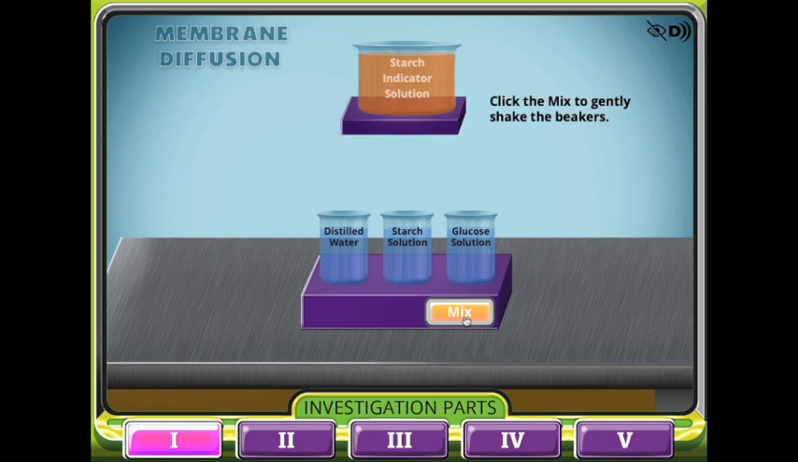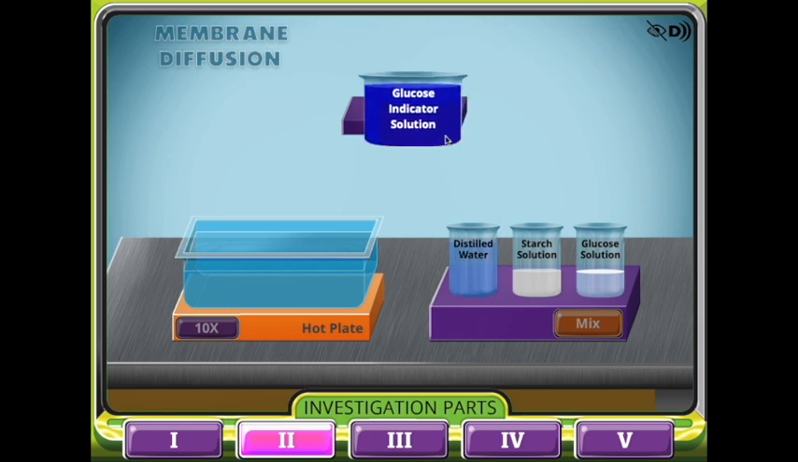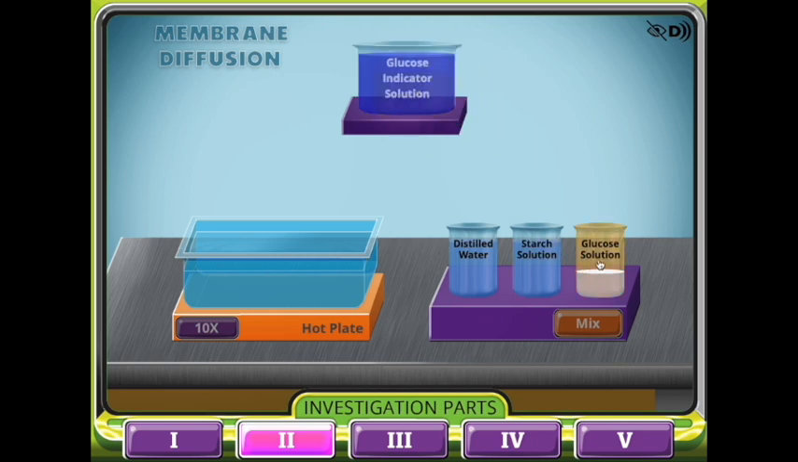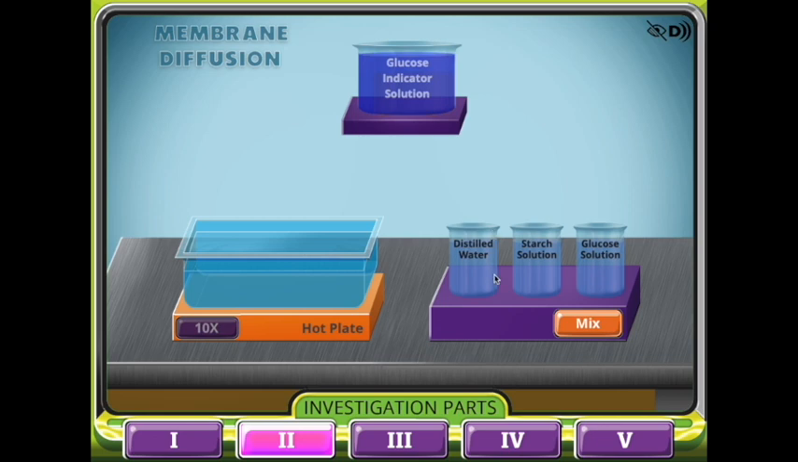In Part 2, the presence of glucose in a sample is investigated. To begin, select the Part 2 button. Choose the glucose indicator solution beaker and then one of the beakers to add the indicator to that beaker. Again, repeat this process for the other 2 beakers. Choose the Mix button to mix the sample.